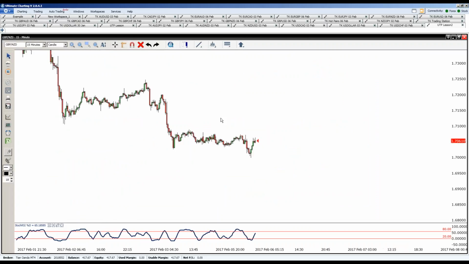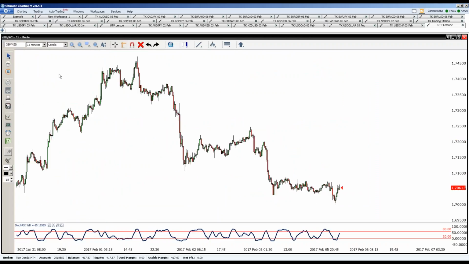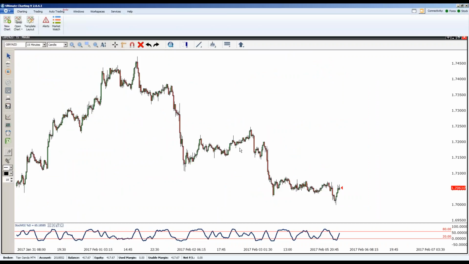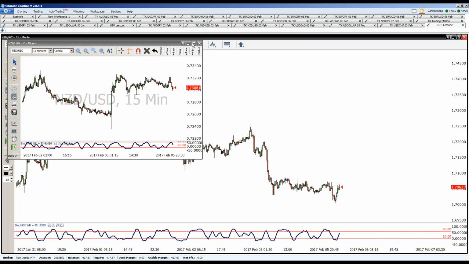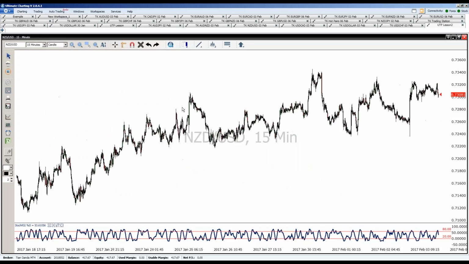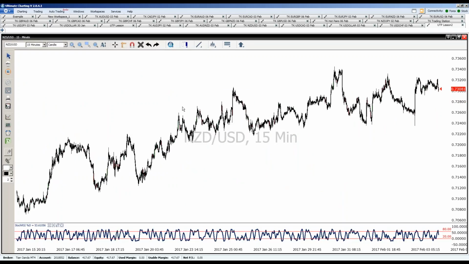What's currently in an uptrend? Let's take maybe the NZD US dollar. Let's have a look here. There we go.